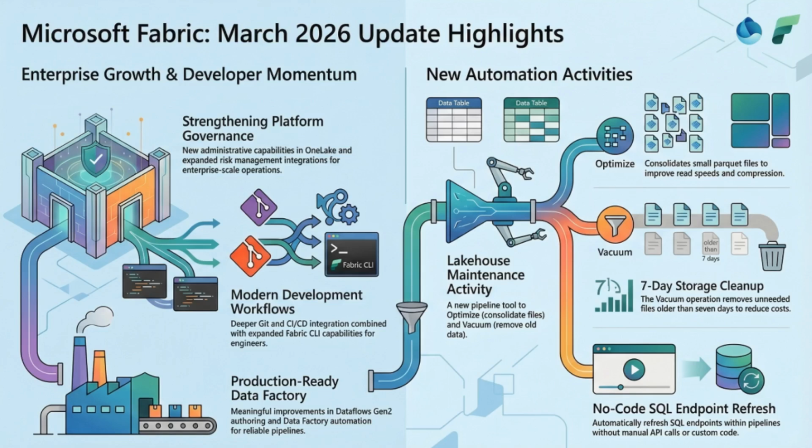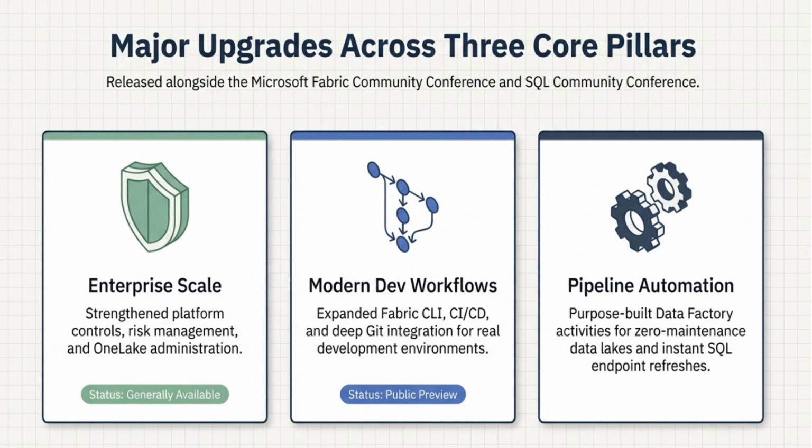So the Microsoft Fabric March 2026 update just dropped. All right, first up, let's talk about making Fabric truly enterprise ready. You need rock-solid security, you need operations to be predictable, and you need to control and see everything.